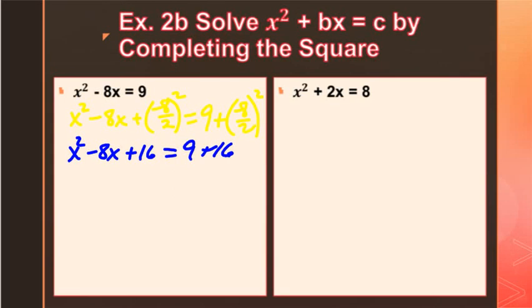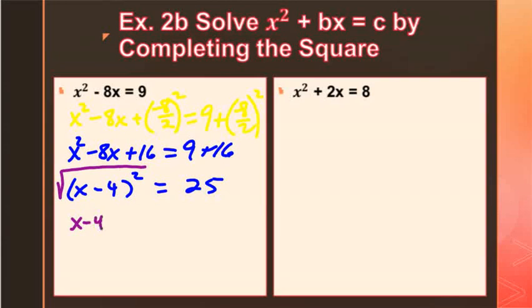Now let's factor this trinomial. Since we know it's a perfect square trinomial, what do I multiply to get 16? If I add them together, it gives me a negative 8. That would be a negative 4. This side will give me a positive 25. Now to solve for x, I need to undo this square. To undo this square, I need to find the square root. Square root of x minus 4 squared is x minus 4. Whatever I do on one side, I must do on the other.